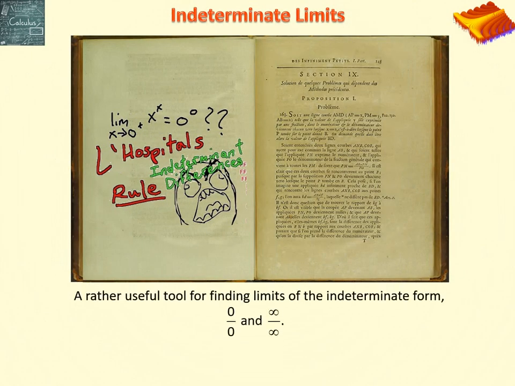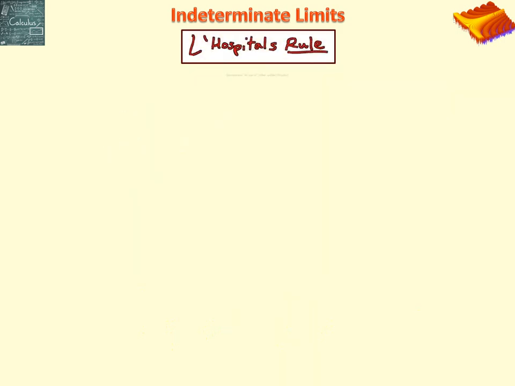Called L'Hopital's rule. I didn't draw that. Right? It's a useful tool for finding limits of the indeterminate forms 0 over 0 and infinity over infinity. Doesn't matter how you pronounce it really. It's pronounced L'Hopital usually, even though it's spelled L'Hospital. Often spelt L'Hopital and often pronounced L'Hospital.